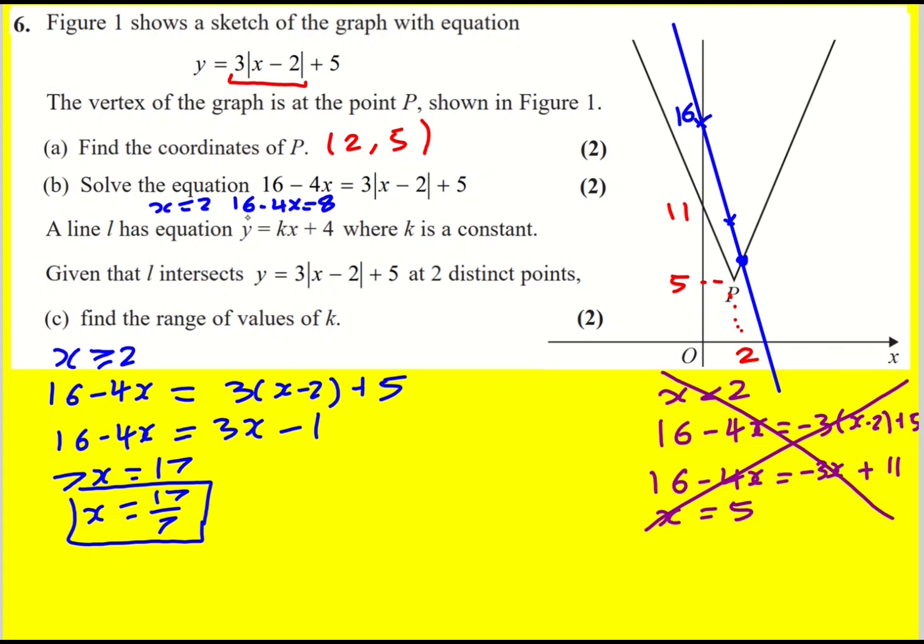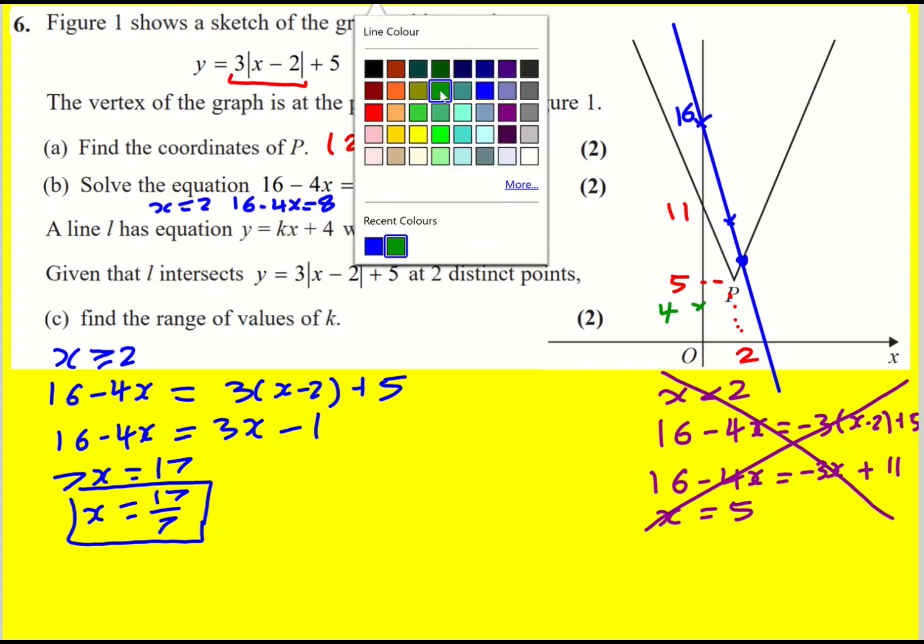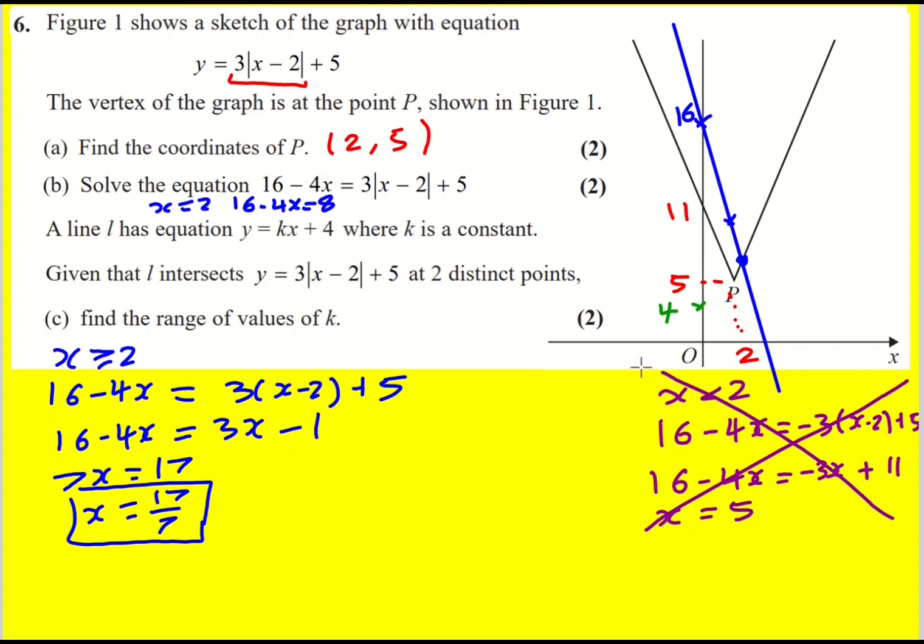We're told now a line L has equation y equals kx plus 4. So I know it's going to intercept the axis here. I'm told that this line intersects the original in 2 places, and we're asked to find the range of values of k. This is definitely one where it's massively advantageous to do it graphically. I'm not sure how I'd do it without using the graph, to be honest.